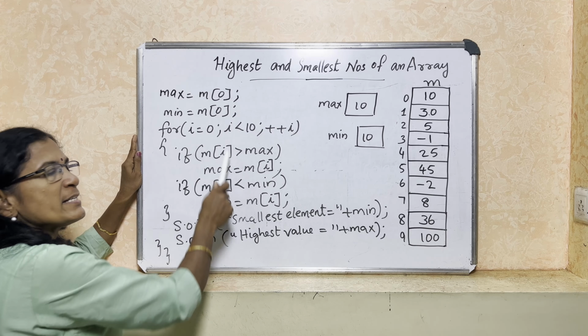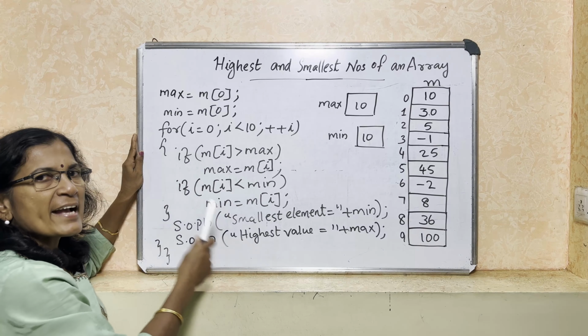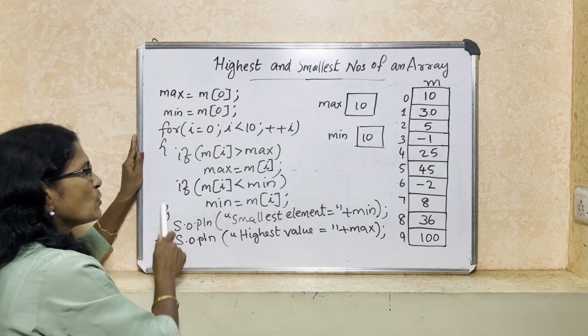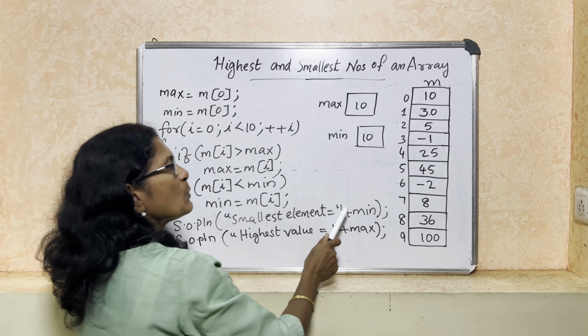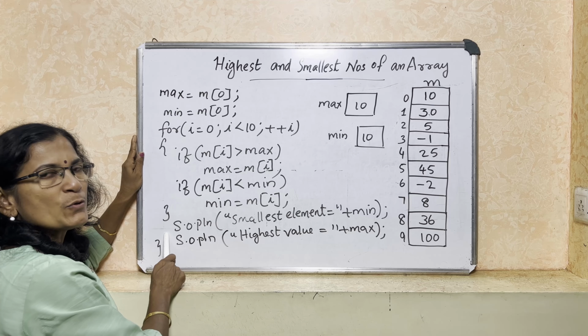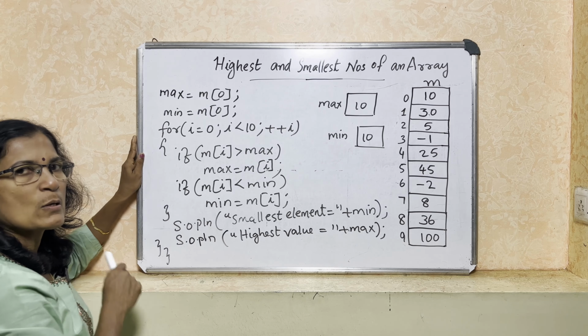When the loop completes all its iterations, all the values from the array will be accessed one after the other and compared with the values in max and min. So you will have the highest value in max and the smallest value in min. Outside the loop, you can print the values of max and min. Method is closed, class is closed.